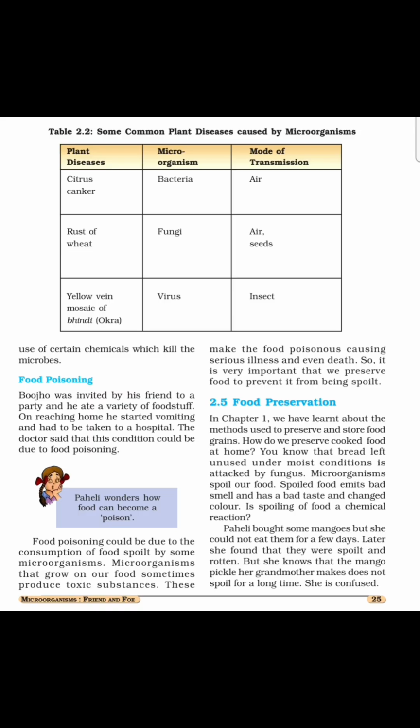Okay. Now the third one is yellow vein mosaic of bhindi, okra. This is a viral disease affecting okra plants. It's caused by a virus and spread by insects. The leaves develop a yellowish mosaic pattern, reducing the plant's ability to photosynthesize and thus reducing the yield of okra. So, these diseases highlight how microorganisms can be a significant foe to our agriculture, impacting food production.